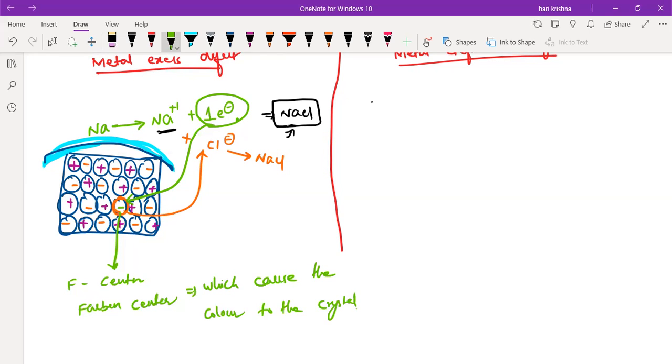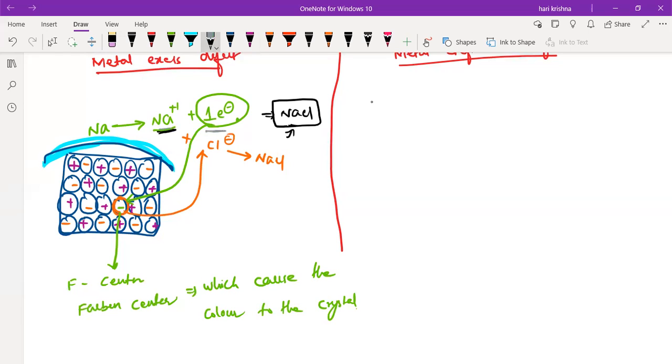Understanding now, what is the metal excess defect? Listen here carefully. We have taken the sodium chloride crystal, NaCl solid. In that, both Na+ ions and Cl- ions will be there. Now we are heating that NaCl crystal in the presence of sodium vapors. When you are heating this in the presence of sodium vapor, the sodium vapor will ionize and will form Na+ ion and an electron.